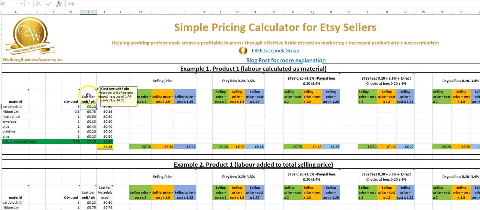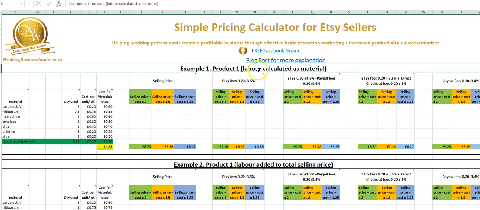And this is a cost per unit. So how much per unit of material did that cost you? So 1 sheet of A4 cardstock cost me 20 pence, so I use 3. And my total cost for this particular material is 60 pence. And again, there's a ribbon and envelope and other bits that I use to make invitations. Yours will probably be different unless you're a paper crafter too.